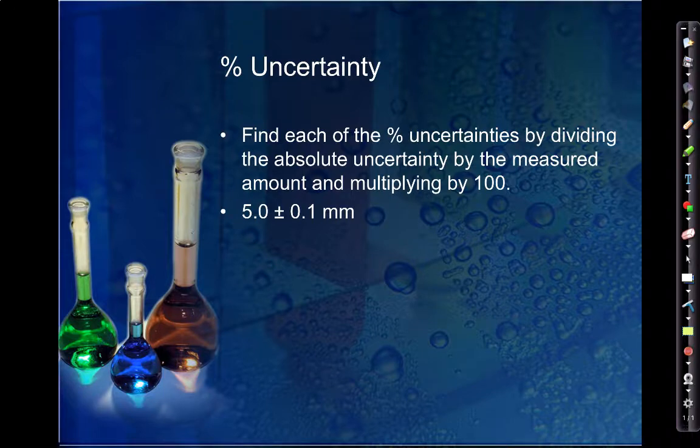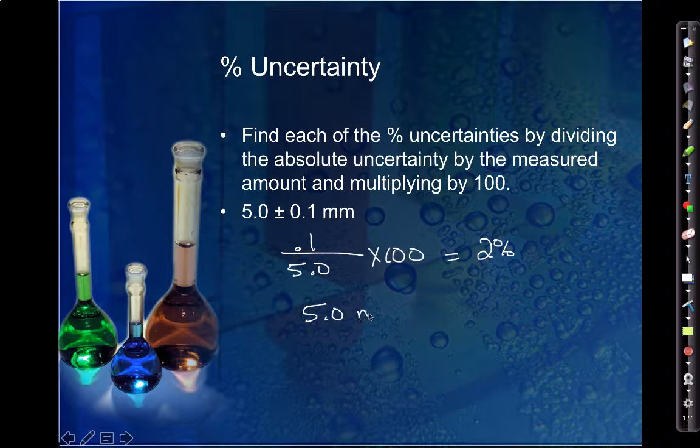All right, to get your percent uncertainty, you're going to find this by taking the uncertainty and then dividing it by the measurement and then multiplying it by 100. So here, if I wanted the percent uncertainty, that would be 0.1 divided by 5.0 times 100. So that is going to give me 2%. So this would be 5.0 plus or minus 2%.